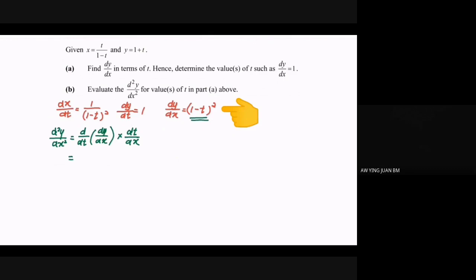with respect to t, we have 2 bracket 1 minus t to the power of 1. Differentiate the internal function, which is 1 minus t with respect to t. So we will have negative 1. Then do remember to multiply with dt/dx. So dt/dx will be (1 minus t) bracket squared over 1.